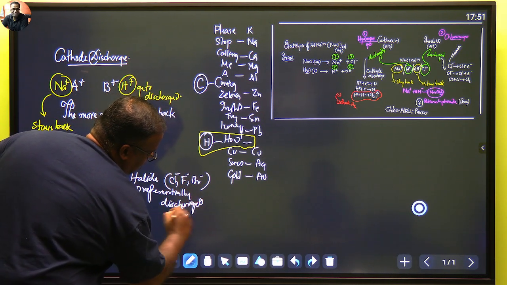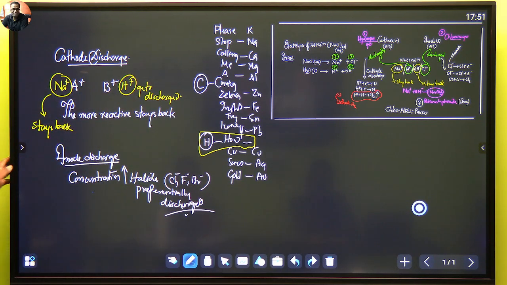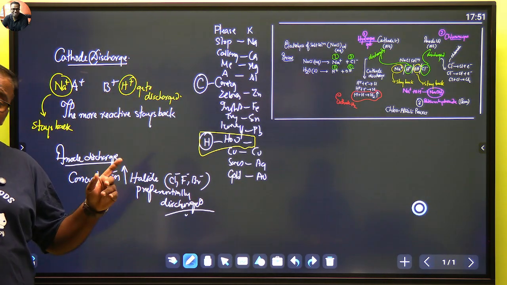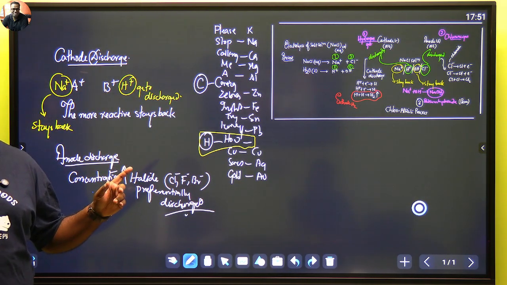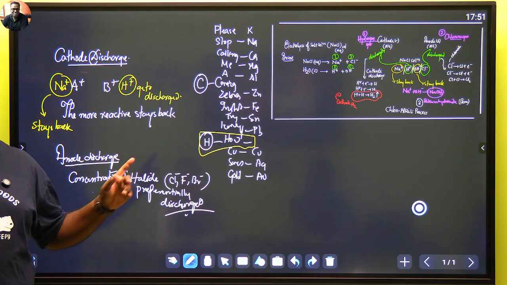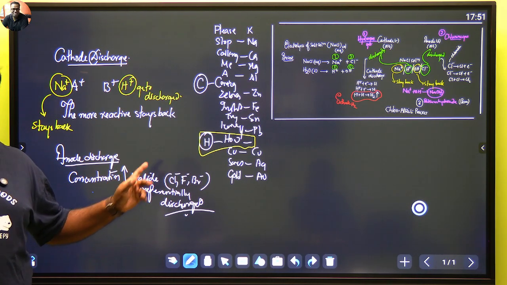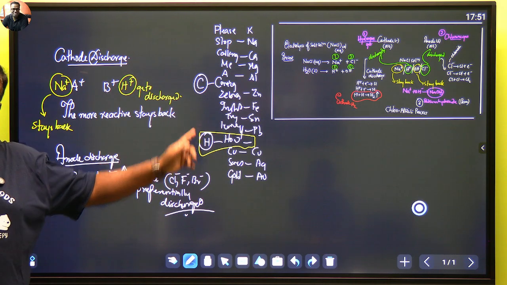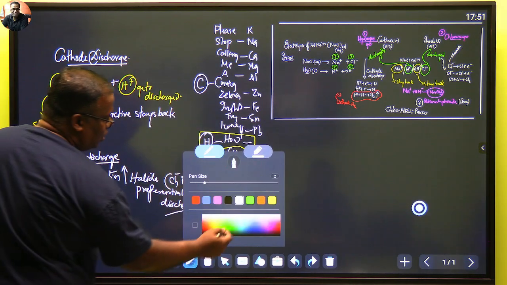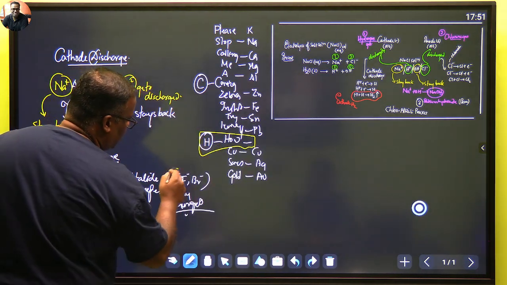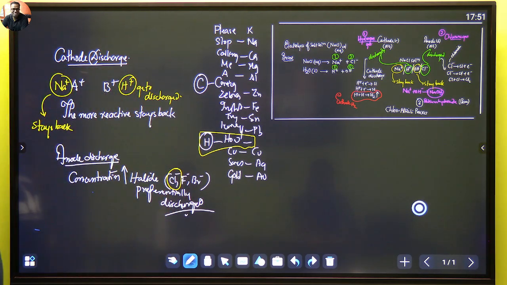It is preferentially discharged. What did we take in our third case? Concentrated solution of salt. The concentration of chlorine was high, so chlorine got discharged. Are you clear now? In our case, chlorine got discharged. Let's again go case by case.